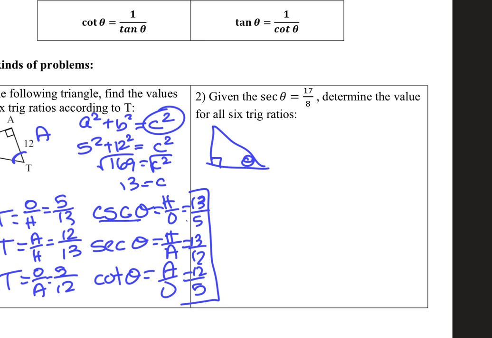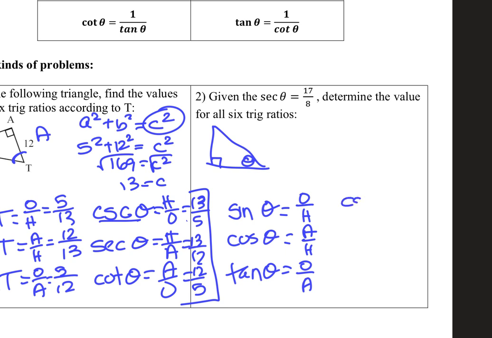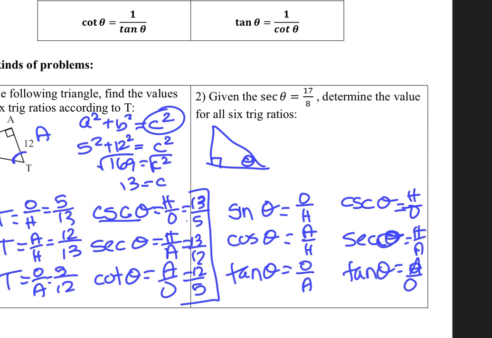I definitely need a right triangle, so let's think about this. We want to find sine, cosine, tangent. I'm just going to write these out really quick. And then we need to find cosecant, secant, and cotangent. Okay? And those are the flip. Now, they gave us one of them. 17 over 8 is secant, so I already know this one.